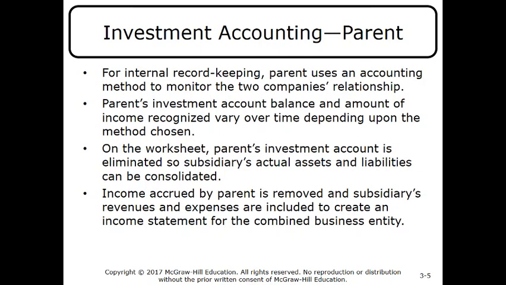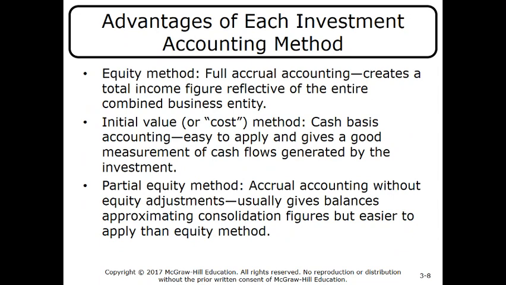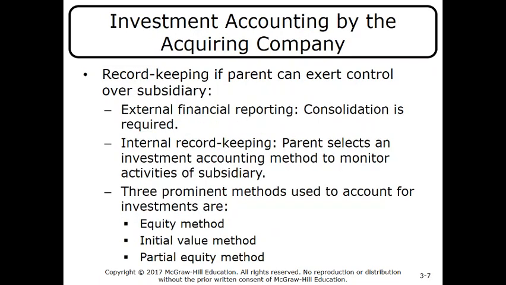For internal record keeping, the parent has some different options on how they want to account for this investment in the subsidiary. The three most common are the following: the equity method, the initial value method, and the partial equity method.